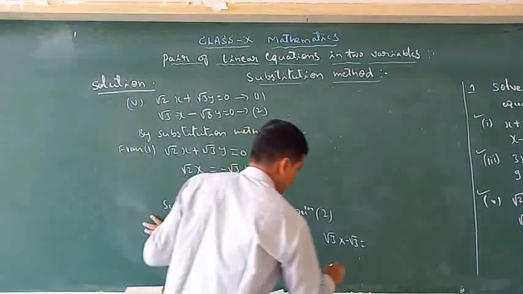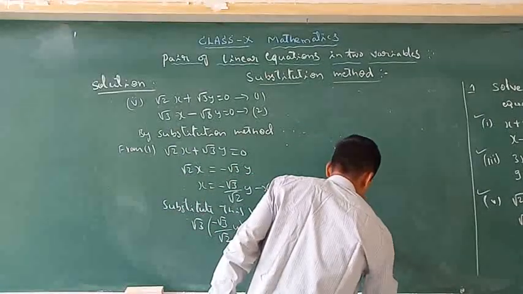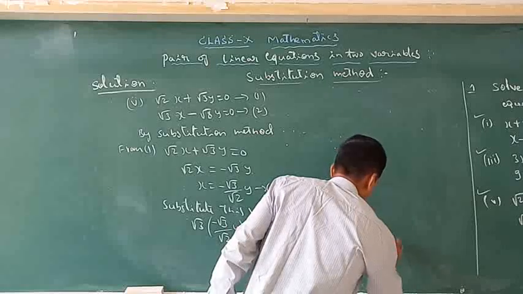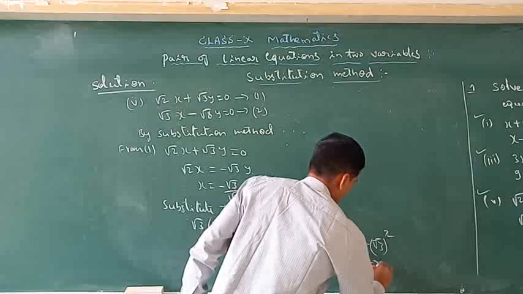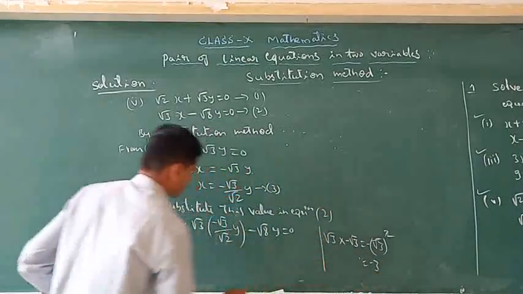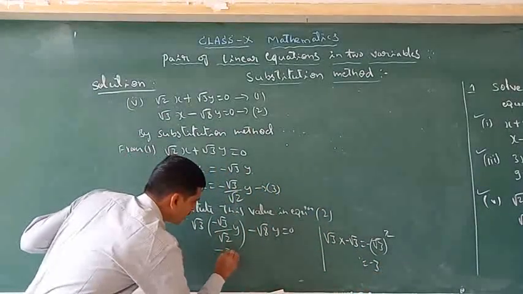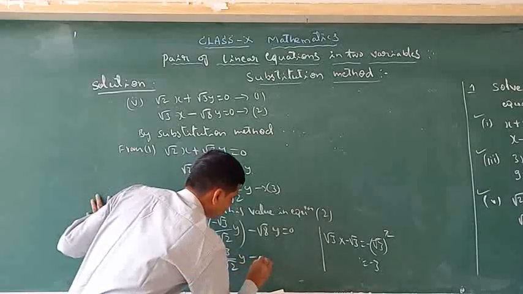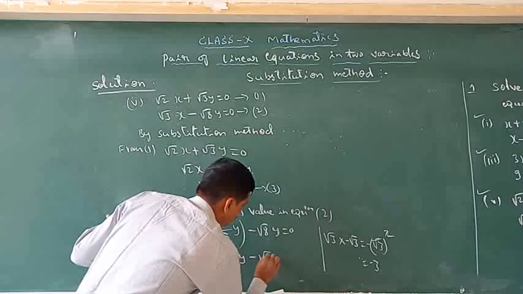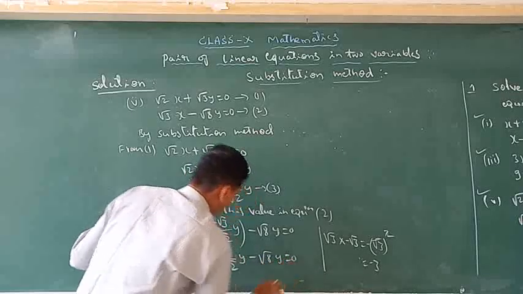Root 3 into root 3 becomes minus root 3 whole square, plus into minus, the square and root cancel, so the answer comes minus 3. So here it is minus 3 divided by root 2 into y, minus root 8y is equal to 0.